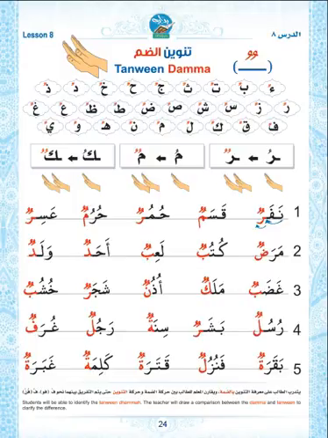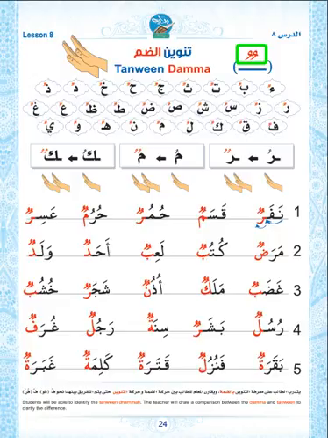Today we are discussing Lesson 8, which is Tanween al-Dhamm. The objective of today's lesson is for the student to identify the shape and location of Tanween al-Dhamm. It goes on top of the letter, and it resembles two small waws on top of the letter.